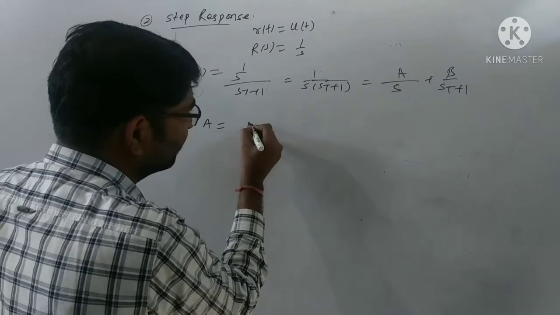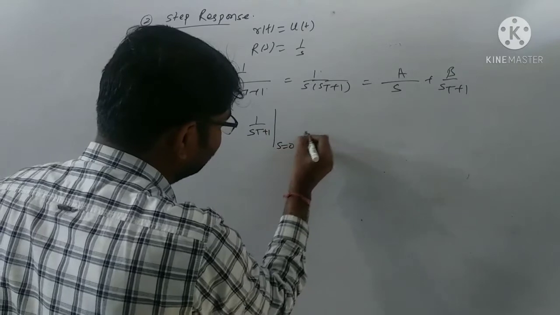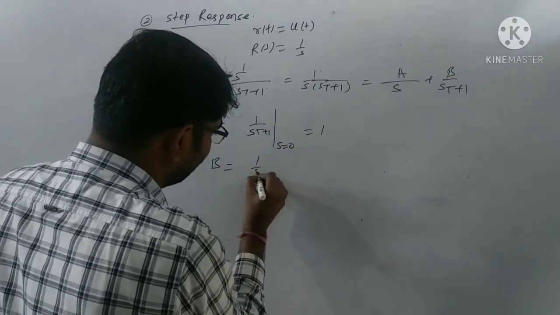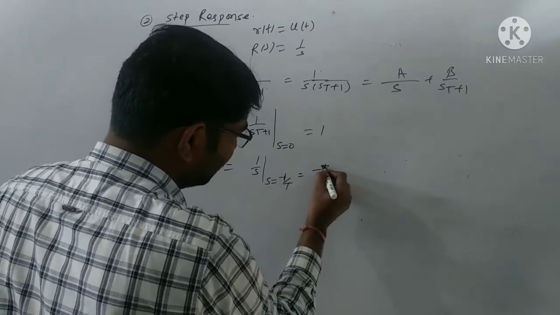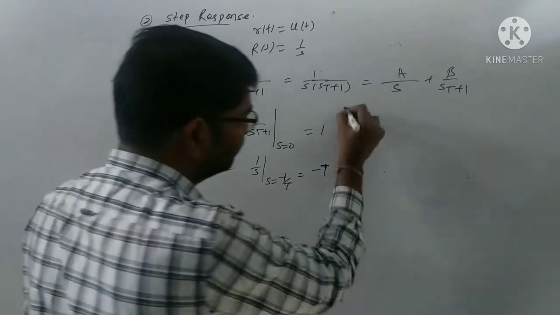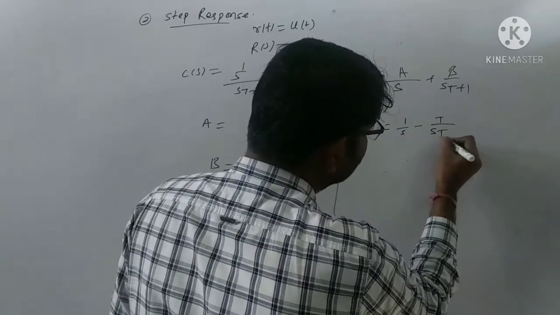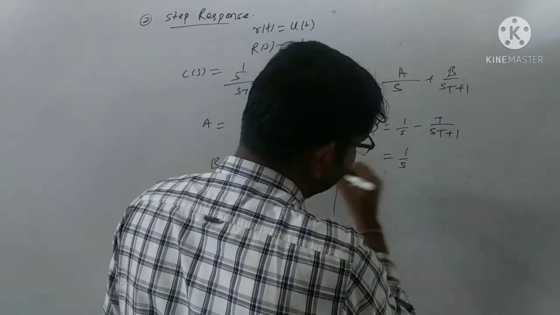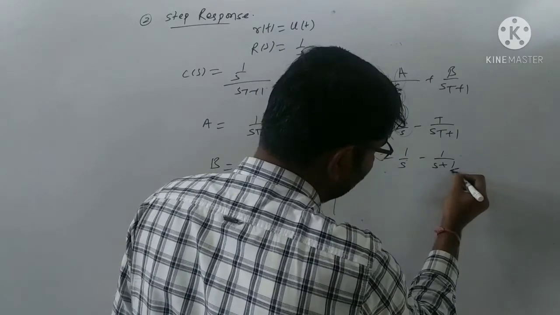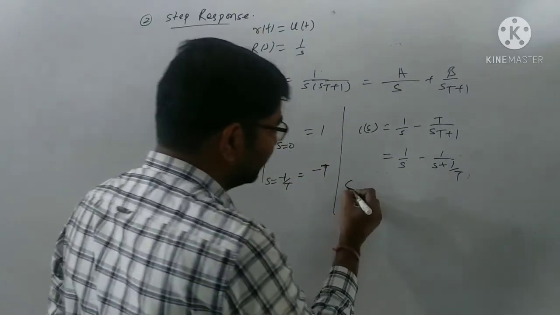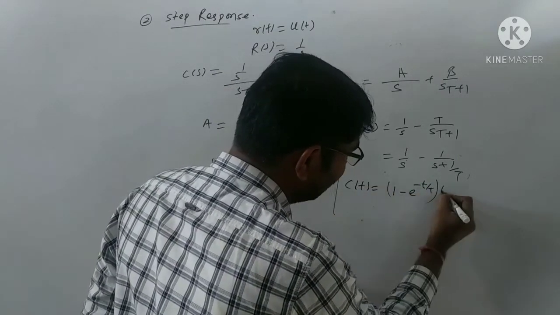So this is for the residue theorem. Here A is 1 over sT plus 1 at s equals 0, that is 1, and B is 1 over s at s equals minus 1 by T, which is minus T. So C(s) is simply 1 over s minus T over sT plus 1. Convert it into the standard form. Take T common, so it is 1 over s plus 1 by T. Now taking the inverse Laplace, 1 minus e raised to power minus t by T, u(t).